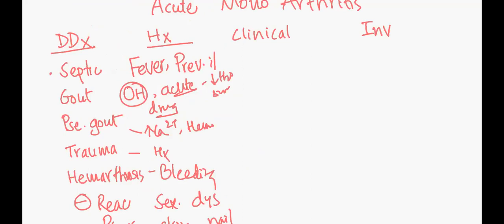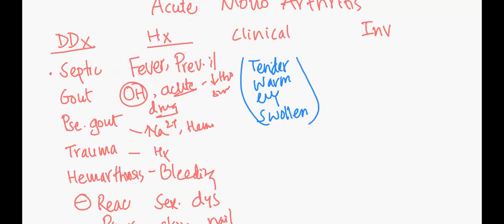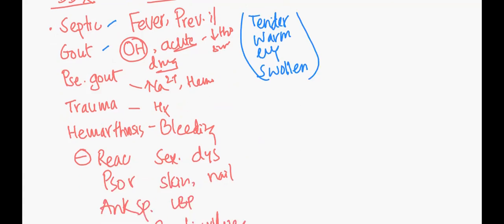Let's change the color to bluish. Yeah. For septic arthritis, if we examine the joint, it will be very tender, very tender to touch, very warm, erythematous, and swollen. And that's actually also present in gouty arthritis also. In case of hemarthrosis and patients with bleeding disorder, we can find evidence of bleeding in other sites, such as bleeding into muscle.